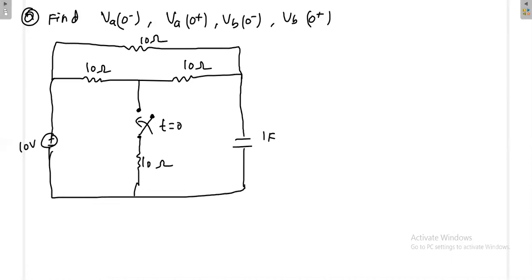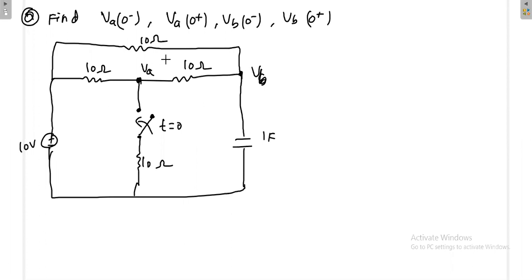Okay, this node is VA, this node is VB. Now we are closing the switch at t is equal to 0. The moment you close the switch, before closing the switch, what is VA, VB? After closing the switch, what is VA and VB? That is the question, because VA 0 minus, VA 0 plus, VB 0 minus, VB 0 plus means before switching, what is VA, VB, and after switching, what is VA, VB?